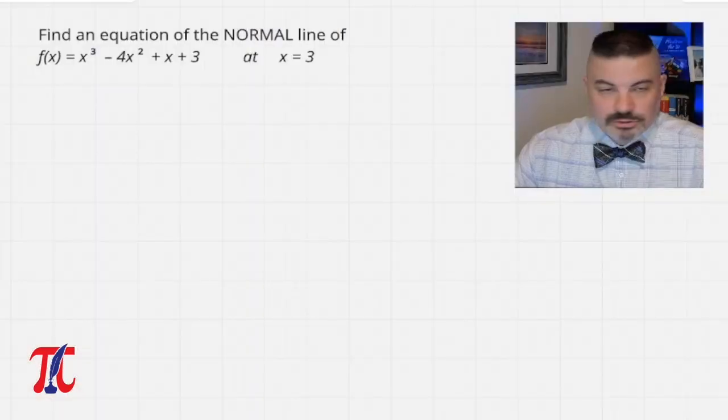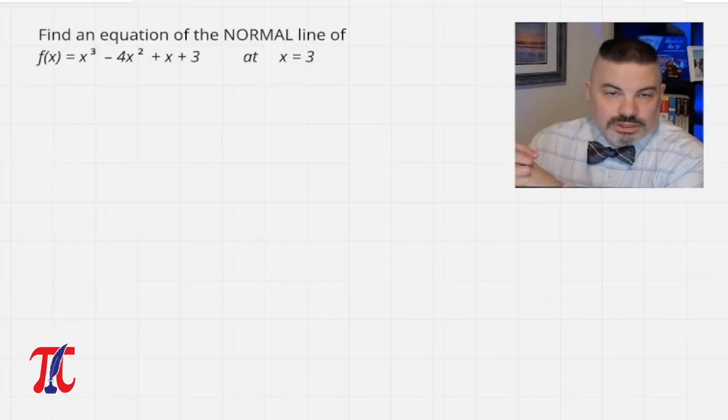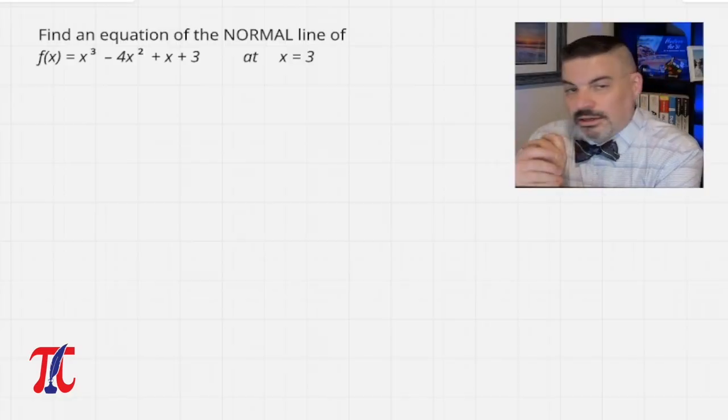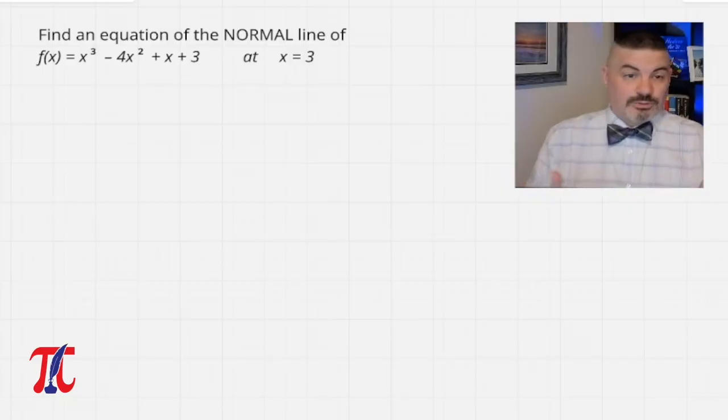All right, guys, I'm going to look at a question today that a student sent in from a study guide or homework or whatever. Find an equation of the normal line of a function, this function that they give you, at x equals 3. So a couple things we need to know, right? What's a normal line, first of all? Second of all, what kind of function are we talking about? How do we find the normal line then?